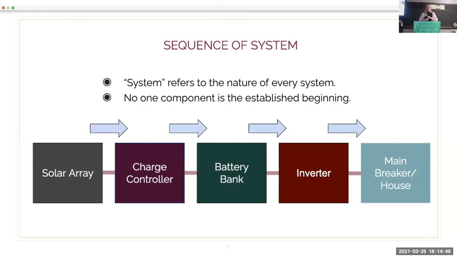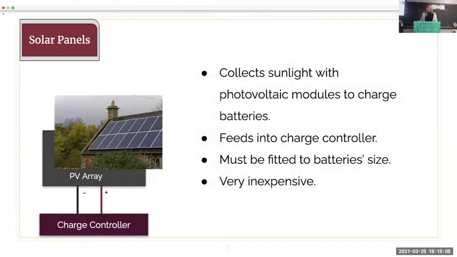I also wanted to mention that there's a reason that we call it a system on purpose. The nature of any system is, if you change one input, the outputs change, and that applies here too. If you change some part of this system, the other parts of the system are going to change as well.